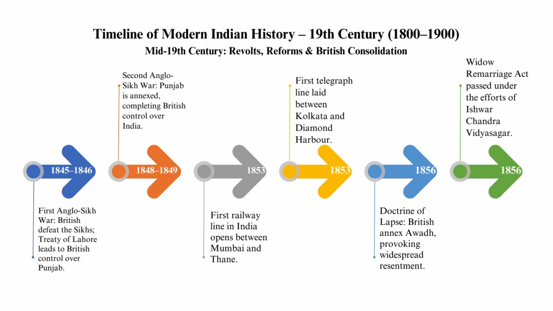Technological advancements marked the mid-century. In 1853, India's first railway line was opened between Mumbai and Thane, revolutionizing transport. The first telegraph line, connecting Kolkata and Diamond Harbour, was also introduced. However, British policies angered many Indians. The doctrine of lapse, used to annex princely states without direct heirs, led to the seizure of Awadh in 1856. On the social front, reformer Ishwar Chandra Vidyasagar successfully campaigned for the Widow Remarriage Act, allowing widows to remarry.